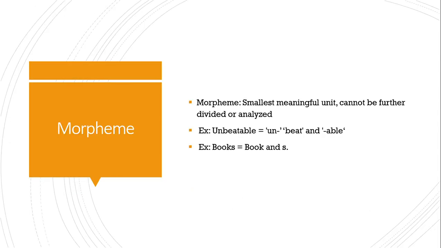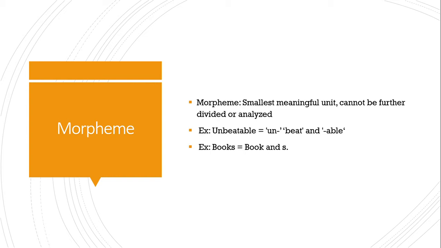As I have told you in my previous video, a morpheme is the smallest meaningful unit, and it cannot be further broken down. For example, if I take the word unbeatable, there are three morphemes: un, beat, and able. Un and able are bound morphemes, whereas beat is a free morpheme.